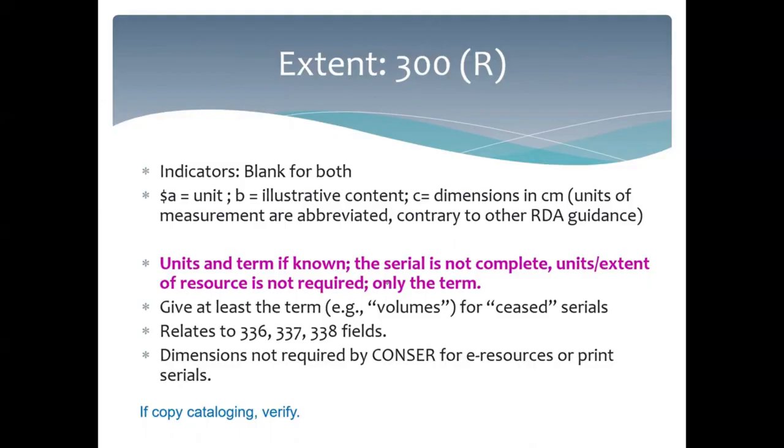So unit and term, if known. If the serial is not complete, the unit or extent of the resource is not required, only the term. So you would just say volumes. You don't need to say 9 volumes because what? You don't know 9 volumes, right? You don't know how many volumes there's going to be. And you may not know. Certainly if you have newspaper issues, are you really going to know that there's 385 newspaper issues? You probably don't, or you may not want to go count. So volumes a lot of times is all you're going to see for serials for that particular part of it.